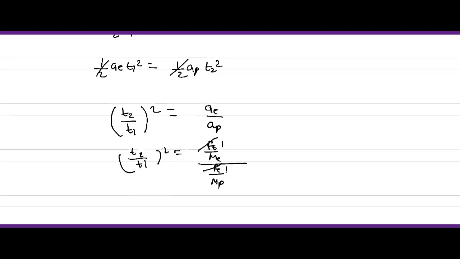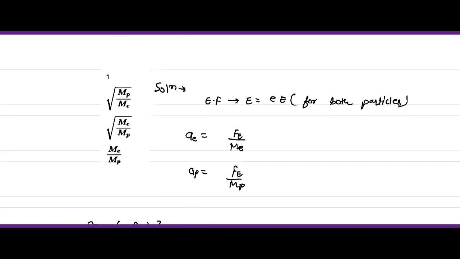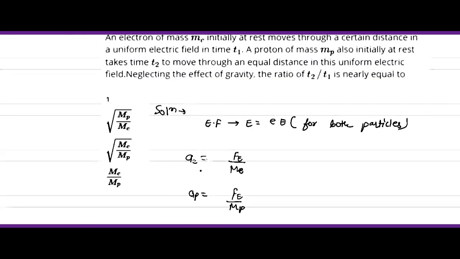So from here we can clearly find out the ratio of T2 upon T1 will be equal to whole under root MP upon ME, and this is our answer. So in the options it is whole under root MP upon ME.